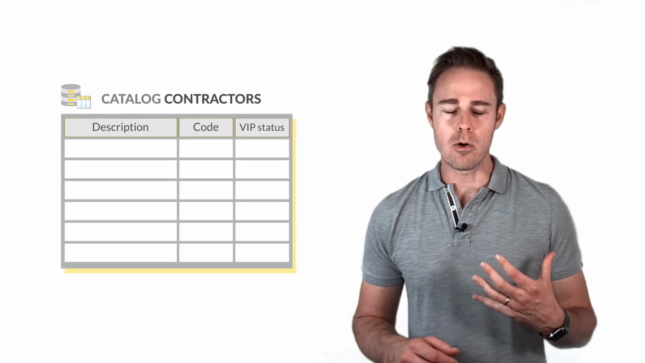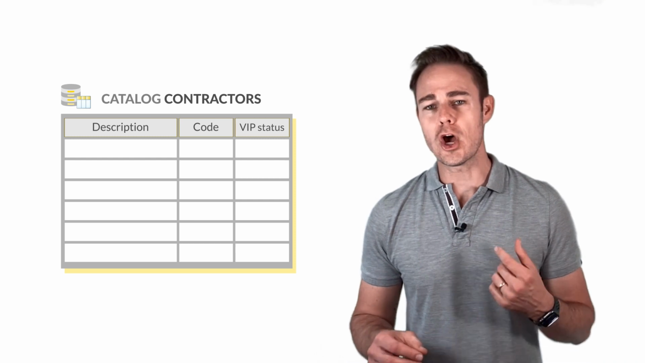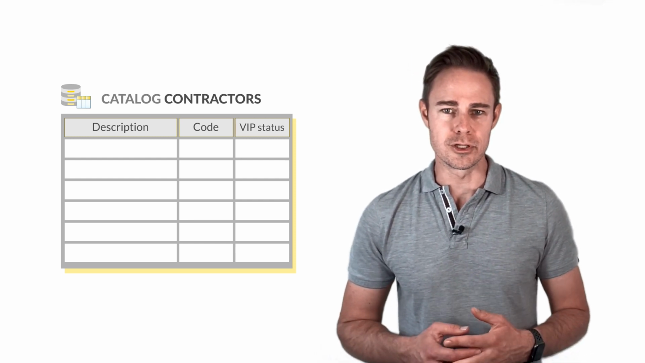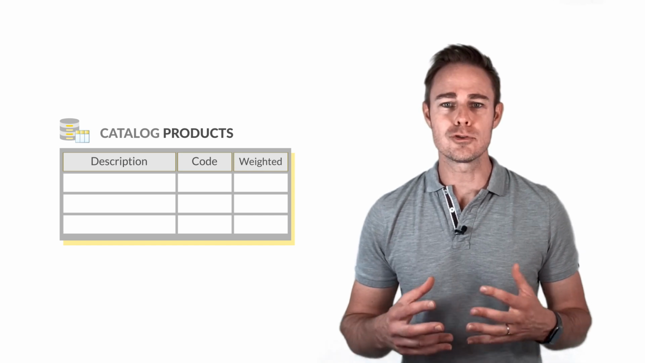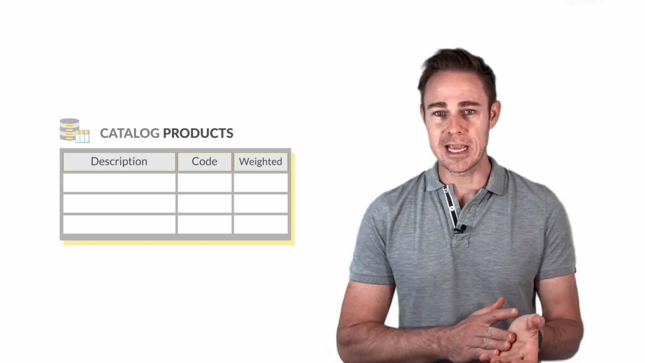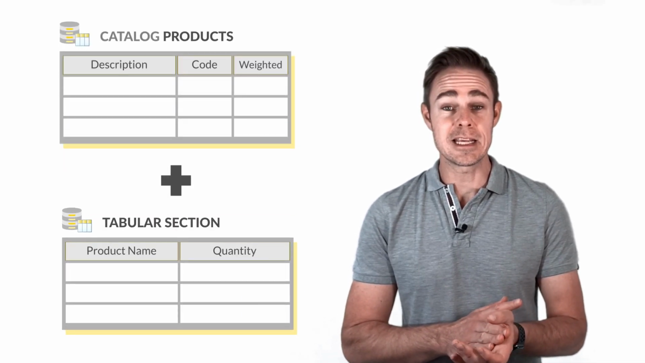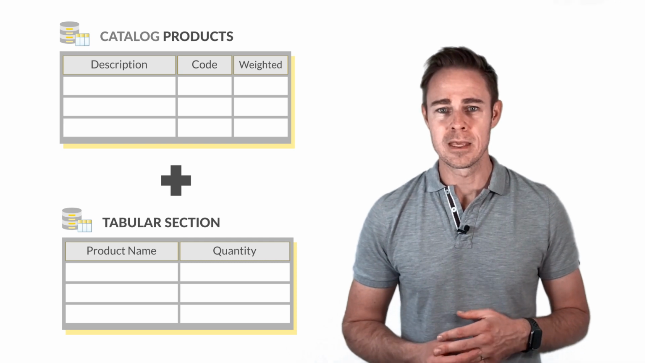So, for example, our catalog Contractors without the tabular section contains only one table for data storage. And catalog Products with the tabular section contains two tables. One stores information about catalog Products elements, and the second one stores information about the tabular section strings.